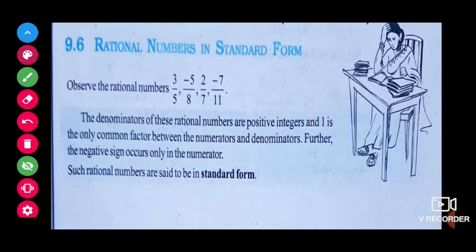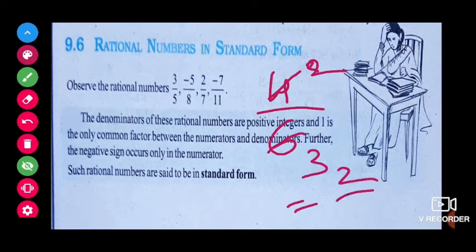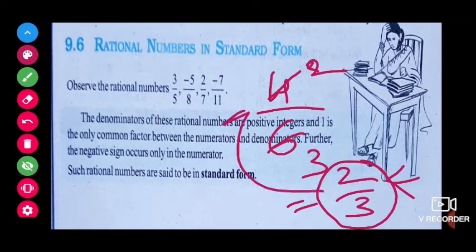Simplest form, for example, I have 4/6. Here 2 is still a common factor for 4 and 6, so we can cancel with the 2. 2 2s are 4, 2 3s are 6. So we will get 2/3. For 2/3, is there any other common factor which we can cancel? No. So this 2/3 is called the final simplest form of 4/6. There are no further common factors for 2/3.